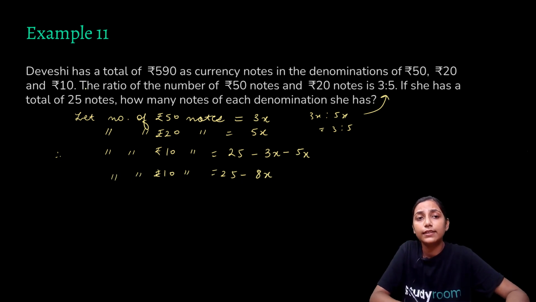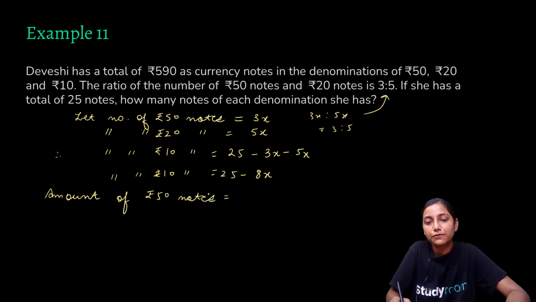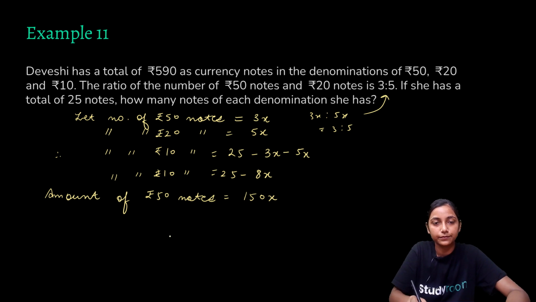Now it is written that Deveshi has a total of rupees 590. The total amount is rupees 590. So what is the amount of rupees 50 notes? The amount of rupees 50 notes is going to be 50 into 3x. That is going to be 150x.